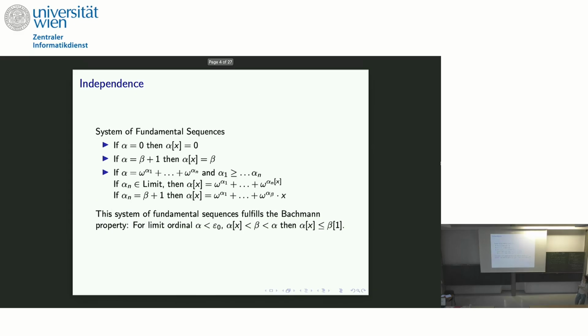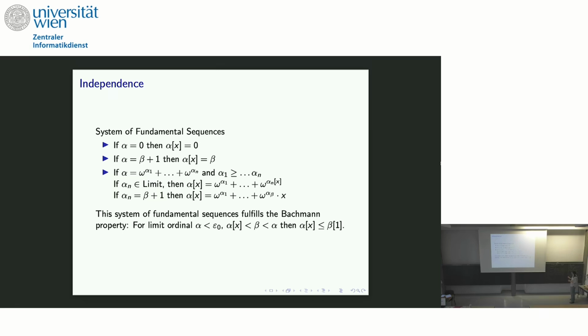So how do we prove independence? Well, to prove independence, we need two ingredients. One, we need fundamental sequences. And this usually comes with a notation system. There are different ways of defining fundamental sequences. And for counter-normal forms, there are some nice ones which have this property that we need, called the Bachmann property.